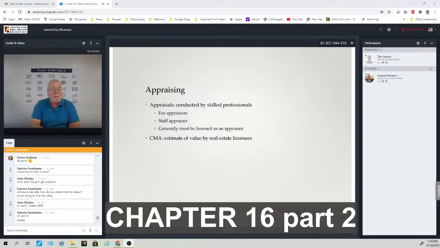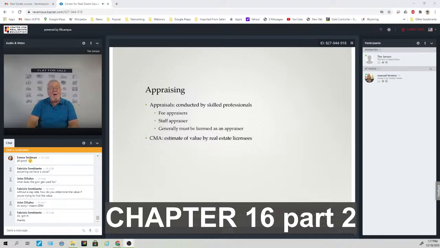Now, the art of appraising is conducted by appraisers. Appraisers are licensed or certified in the state where they do appraisals. There are different types of appraisers. There are fee appraisers, who are for-hire independent appraisers. They work for anybody and under all circumstances. Or there is a staff appraiser. A staff appraiser is usually hired by an institution to appraise its own properties or properties for its own interest.